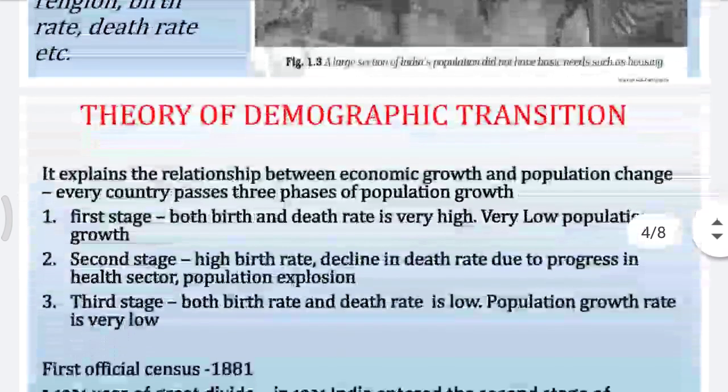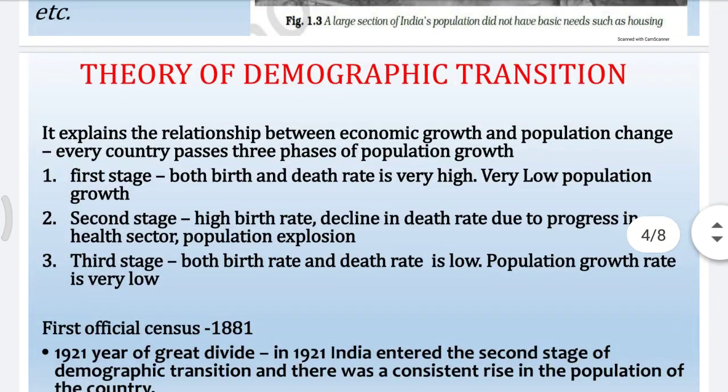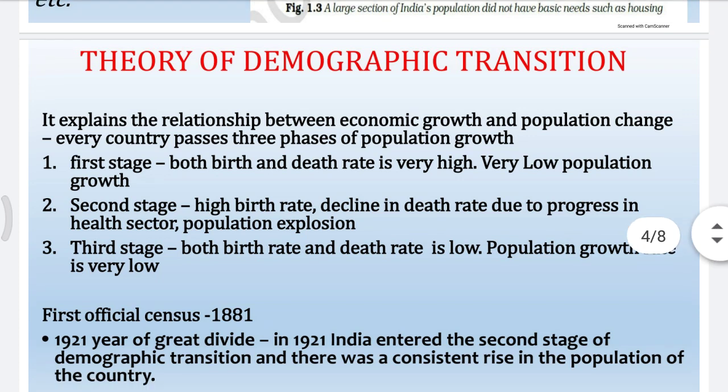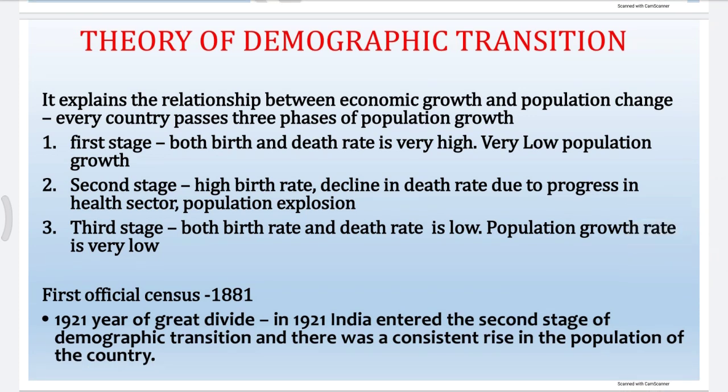Theory of demographic transition. The theory of demographic transition explains the relationship between economic growth and changes in the population. According to this theory, each and every country passes through three stages of population growth.